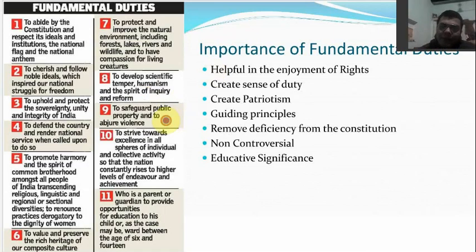Next is to safeguard public property and to observe wildland. I think you already know this. Public property belongs to all of us, so we have to make sure that it's safe. And the violence against public property, or just violence in general, is bad for the nation. We have to make sure that we do not commit such things.